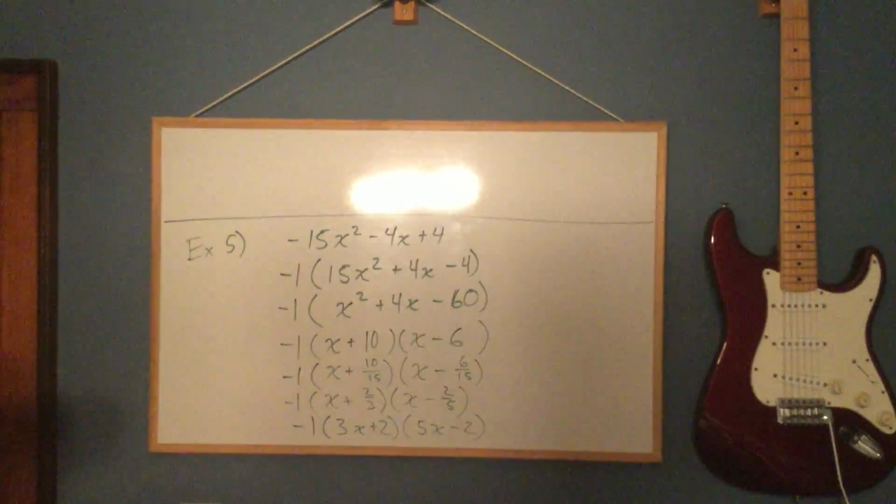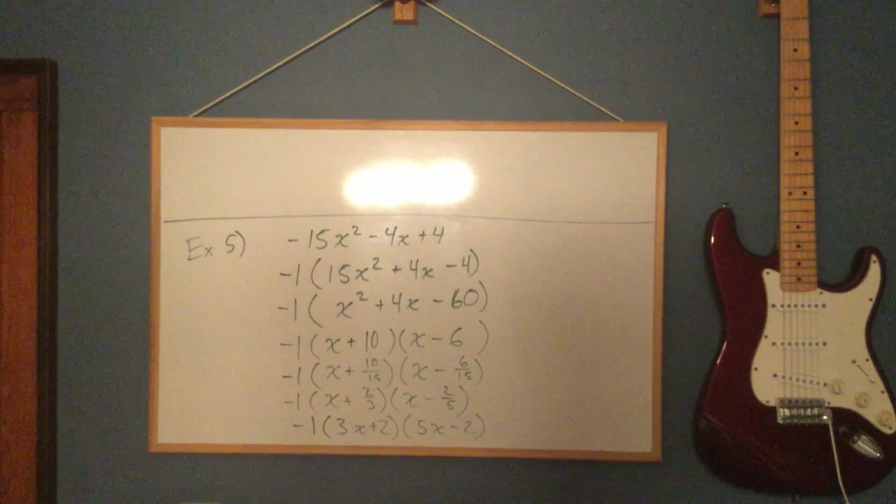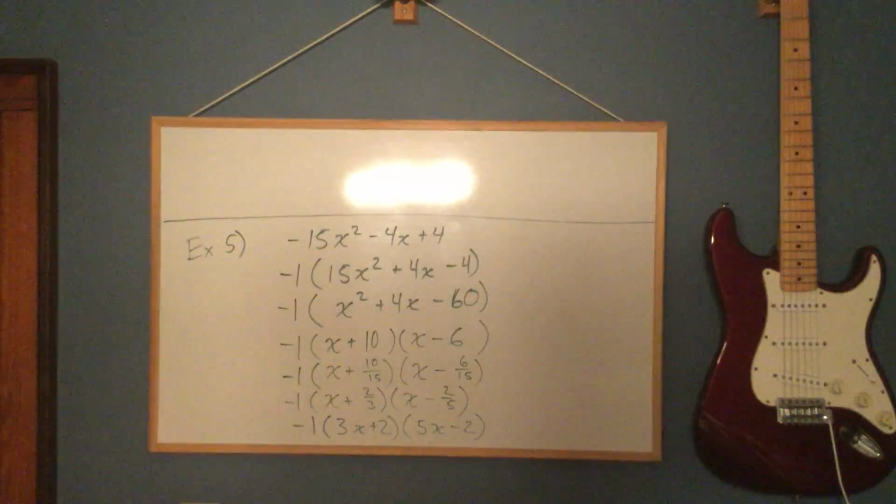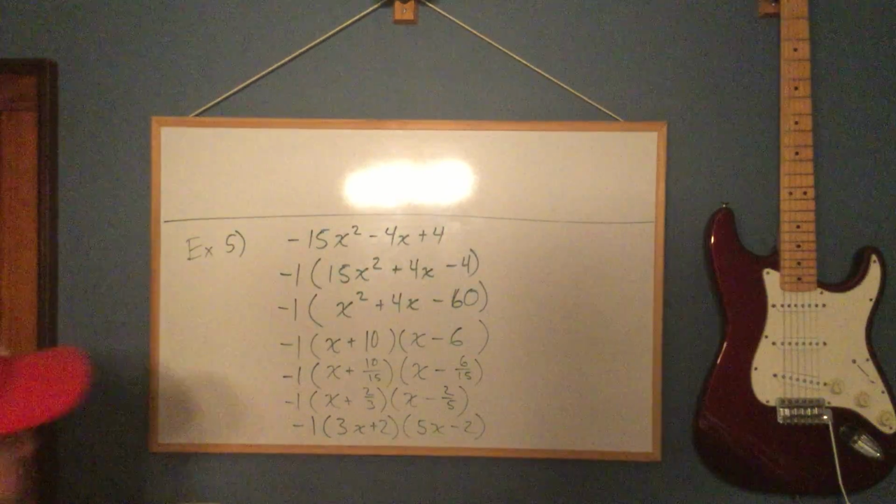So I get 3 factors. One of them is -1, and then the quantity of 3x plus 2, and then the quantity of 5x minus 2.